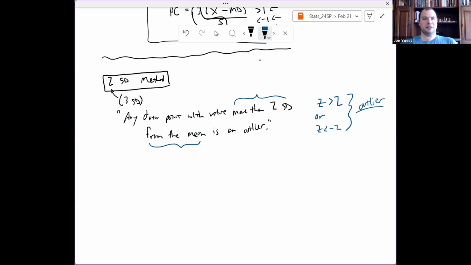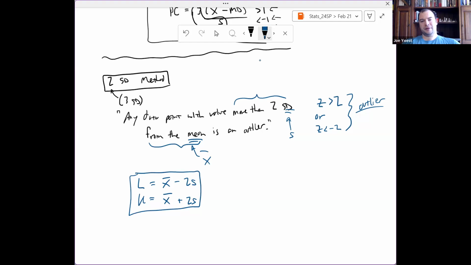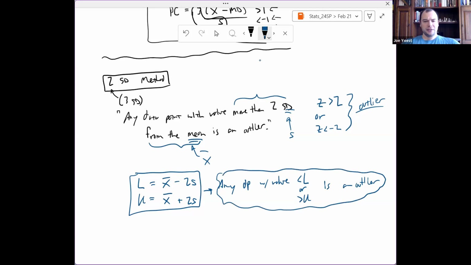Another approach, you get the same answer, but another way to figure this out would be to figure out what the mean is, figure out what the standard deviation is, and then construct a lower bound and an upper bound. The lower bound being the mean minus 2 standard deviations, the upper bound being the mean plus 2 standard deviations. And then we would say that any data point with value less than the lower bound or bigger than the upper bound is an outlier. And this is the way that we're going to think about this rather than the z-score method. We'll see that this ties in a little better to the next method that we're going to talk about, this idea of constructing a lower and upper bound and saying that anything between those bounds is a non-outlier data point, and anything outside of those bounds is an outlier.